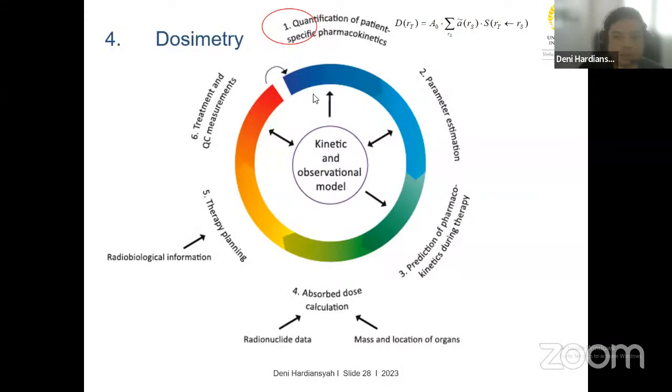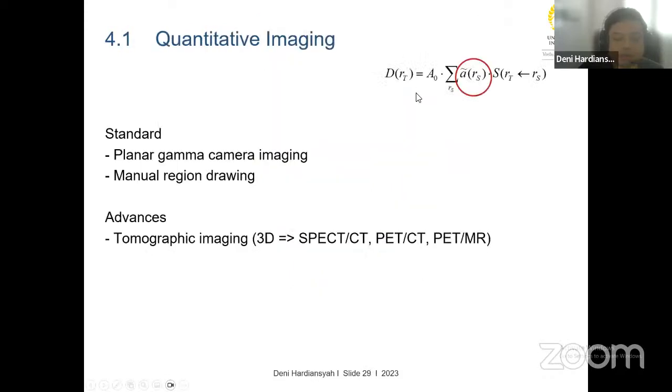So the first one is the quantification of patient-specific pharmacokinetics. Here, it means that we need to calculate the time-integrated activity coefficient. For the standard approach, we can use planar gamma camera imaging and manual region drawing. For the advanced approach, tomographic imaging, we can use SPECT-CT, PET-CT, or even PET-MR for the quantitative imaging measurement.